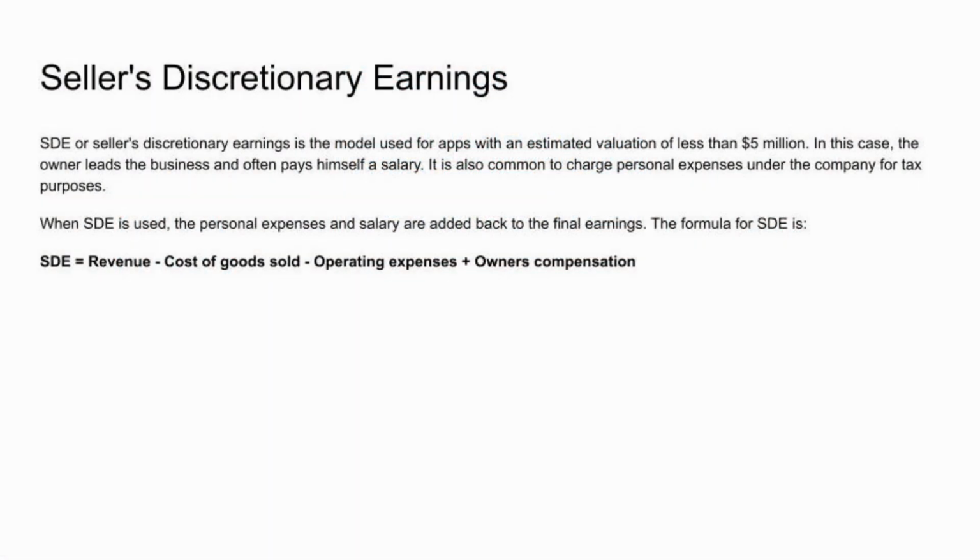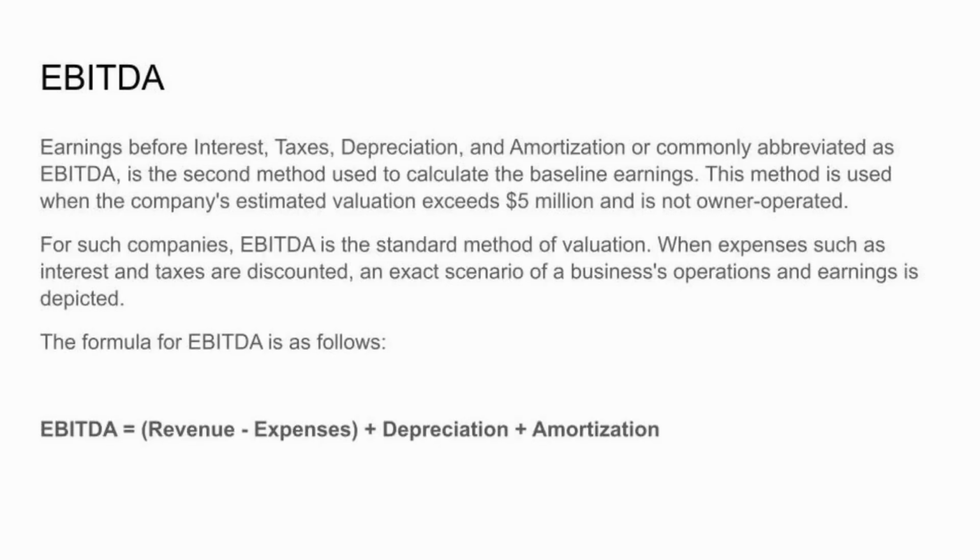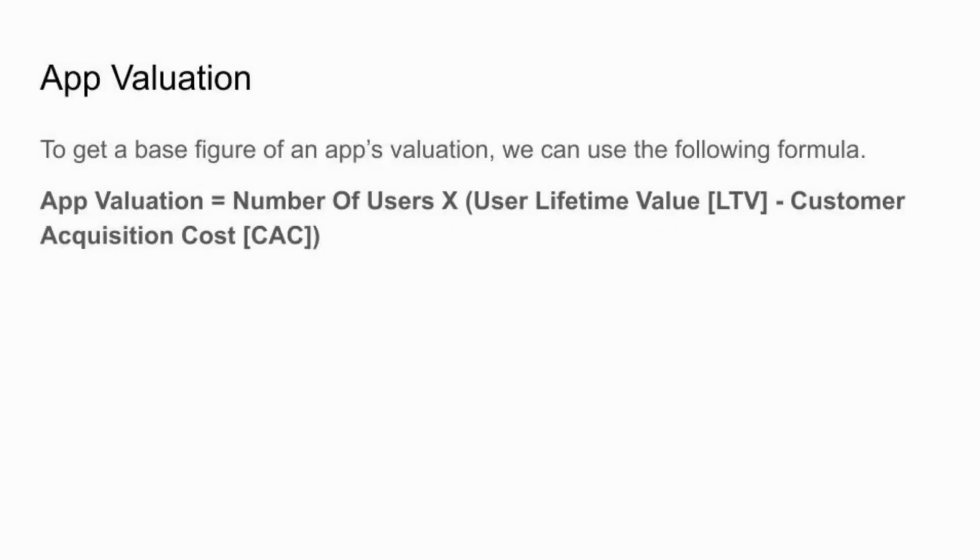So one is the SDE. The way of calculating is revenue minus cost of goods sold minus operating expenses plus owner compensation. Then there is EBITDA: revenue minus expenses plus depreciation plus amortization. One is the app valuation, specifically for social media, where the number of users is a very important factor: number of users multiplied by user lifetime value minus customer acquisition cost. So these are a few popular ways of valuing your application.